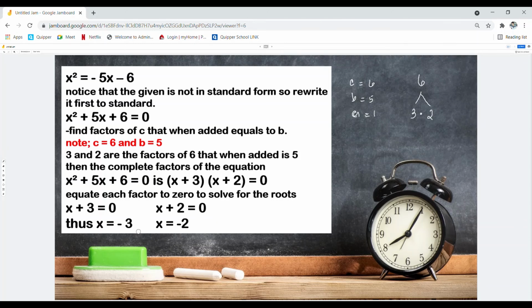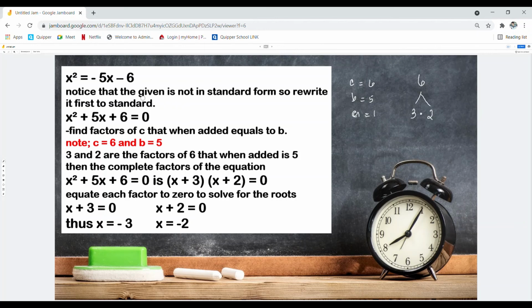Why negative 2? Why negative 3? Again, you simply transpose it to the right side, so it assumes the opposite sign. That is with respect to the properties applied: it's the subtraction property of equality. But we use the shortcut, transpose. Transpose positive 3 to the right side, it becomes negative 3. Transpose positive 2 to the right side, it becomes negative 2. Therefore, the solutions of x squared is equal to negative 5x minus 6 are negative 3 and negative 2. The roots are negative 3 and negative 2. I hope that is understood.